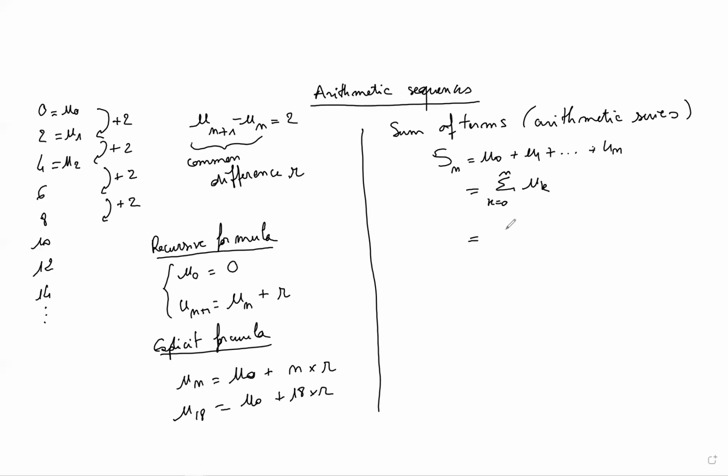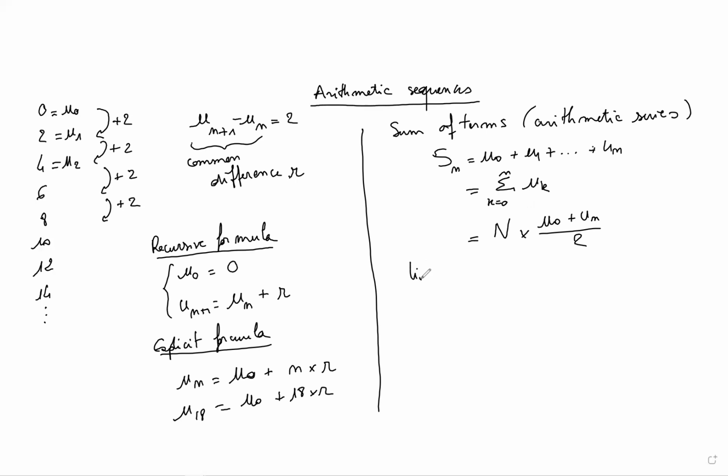This will be, capital N is the number of terms in your sum times the first term in your sum plus the last term in your sum divided by 2. This will give you the sum of the terms from 0 to n.